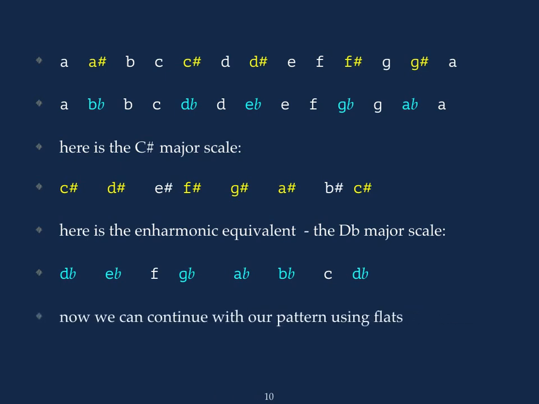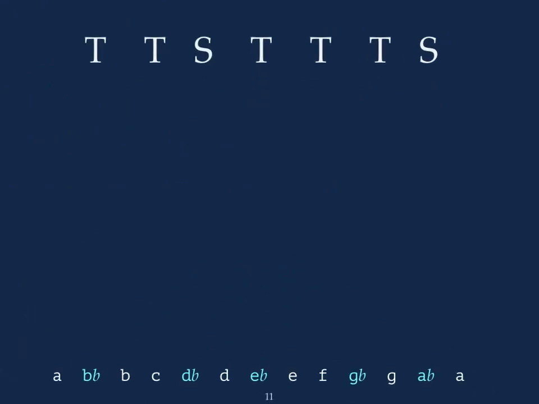We're going to continue with the pattern using flats. There's the first half of the D flat major scale. A tone after G flat is A flat. And a tone after A flat is B flat. A tone after B flat is C. And then a semitone after C is D flat. So A flat, B flat, C, D flat becomes the first half of the A flat major scale.